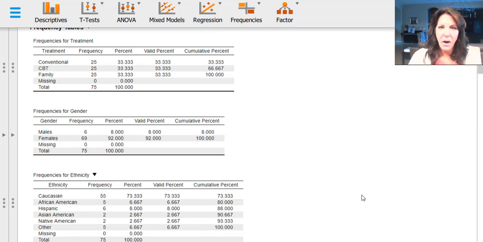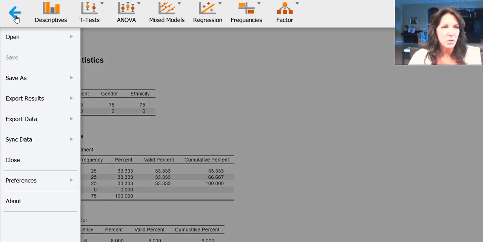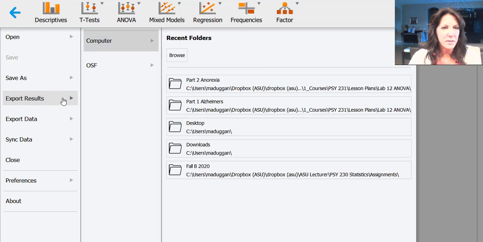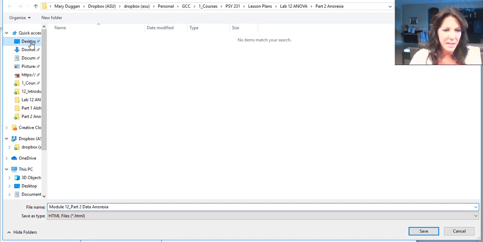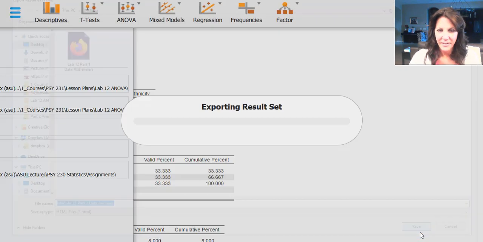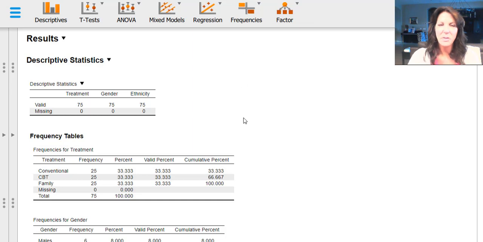So what we're going to do now is I'm going to have you remember to export your results, save them anywhere. I don't care where. Maybe I'll save mine on my desktop. There we go. And then you can just submit that HTML file to me. That is it.